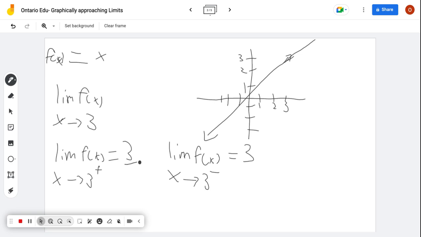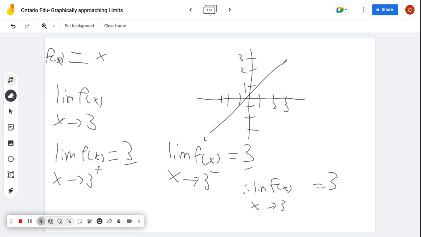Now that we know that both these values are the same from the left and right side, therefore the limit of f of x as x approaches 3 is 3. And that will be your final conclusion. Now, however, let's say I didn't have these arrows indicated.